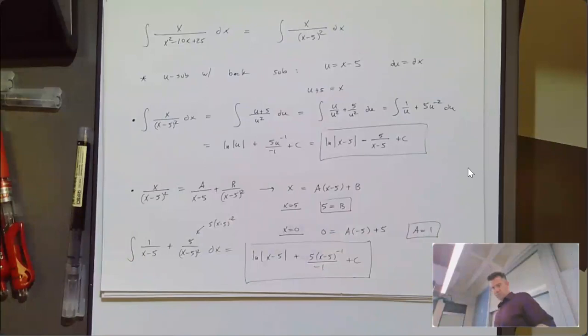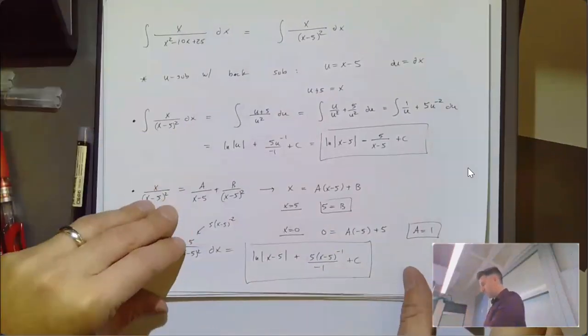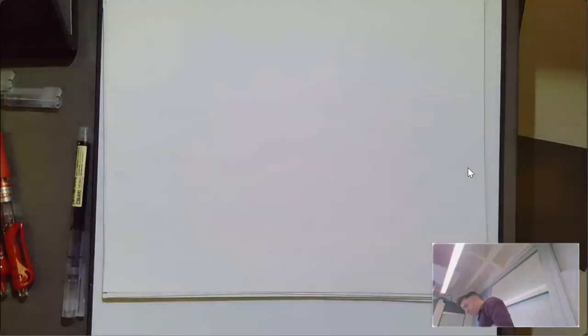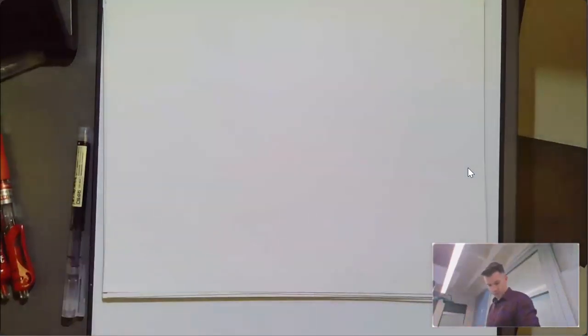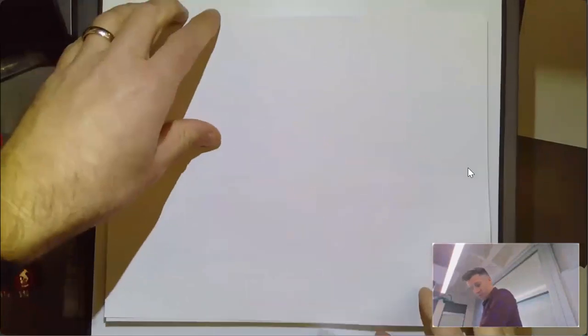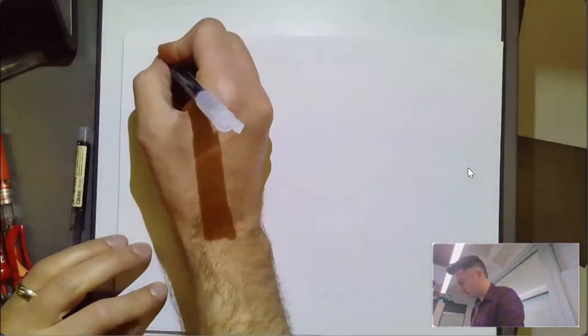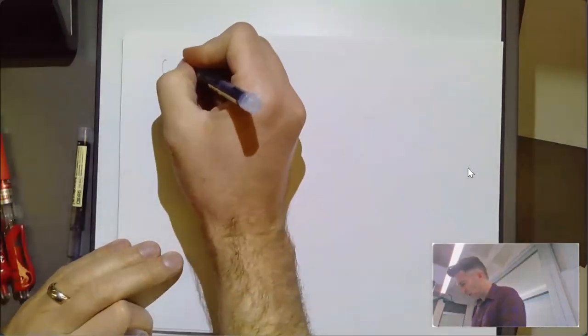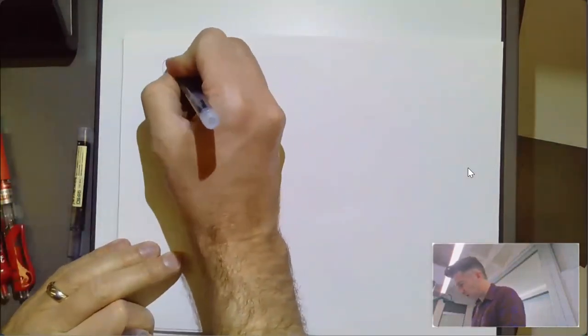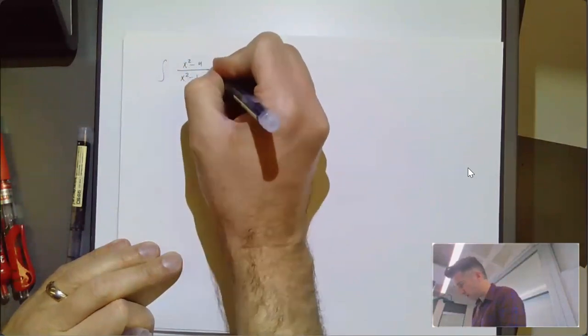Let's look at how much time we've got. Yeah, let's look at two more and then we will start talking about improper integrals. So let's look at this one. It's time to buy some more pens. The integral of (x squared minus 4) over (x squared minus 1).